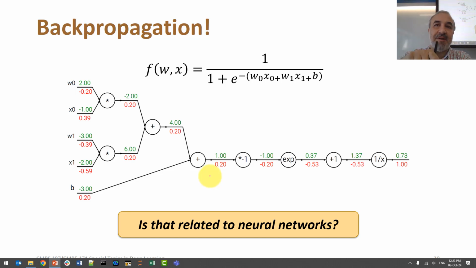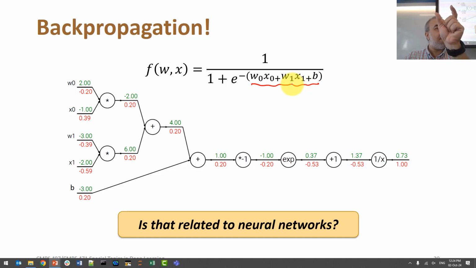This specific example, is it related to neural networks by any means? Look at this. What is this? Weights and biases, right? So this is a weighted sum. This is the weighted sum plus bias, right? Okay, now this is called what? The pre-activation, right? Usually in a neural network we have the pre-activation value.